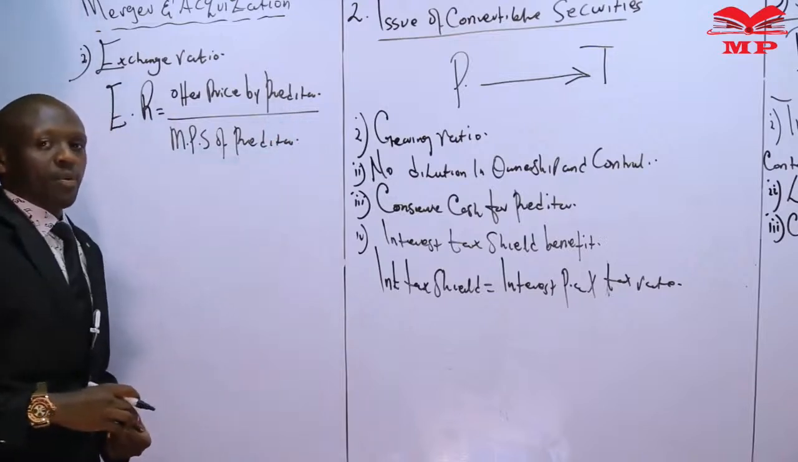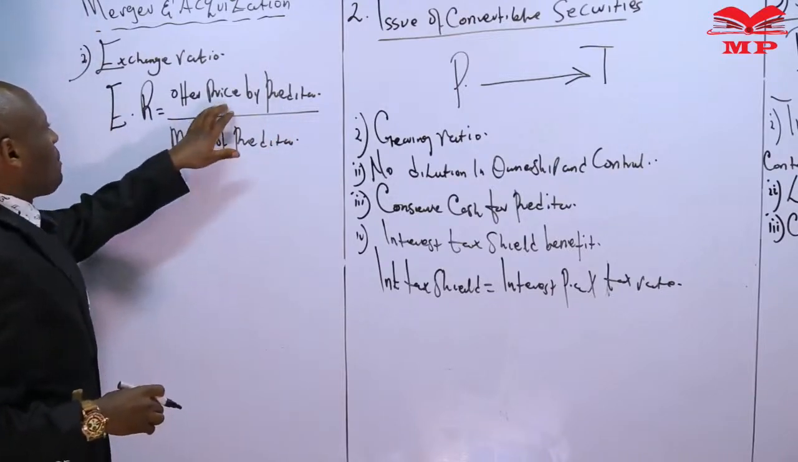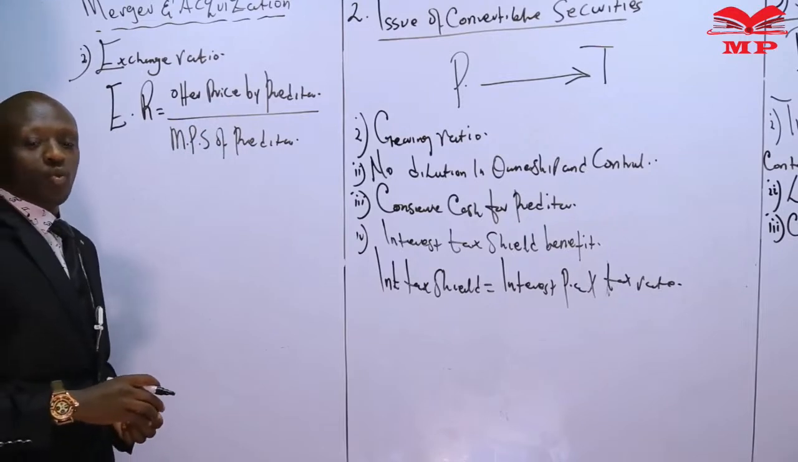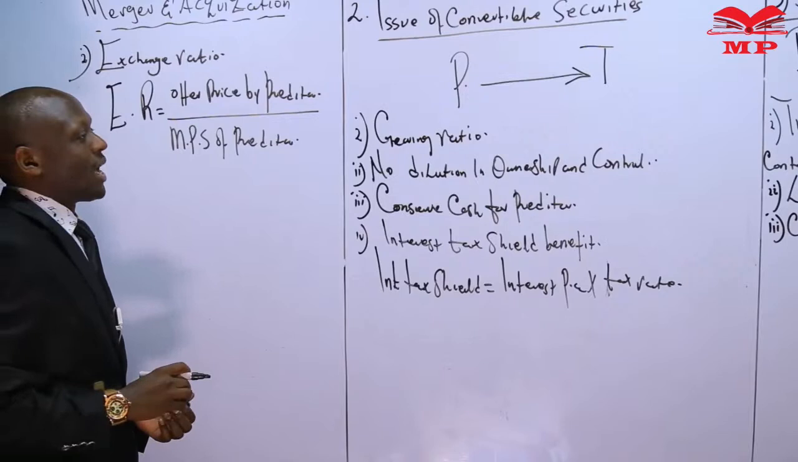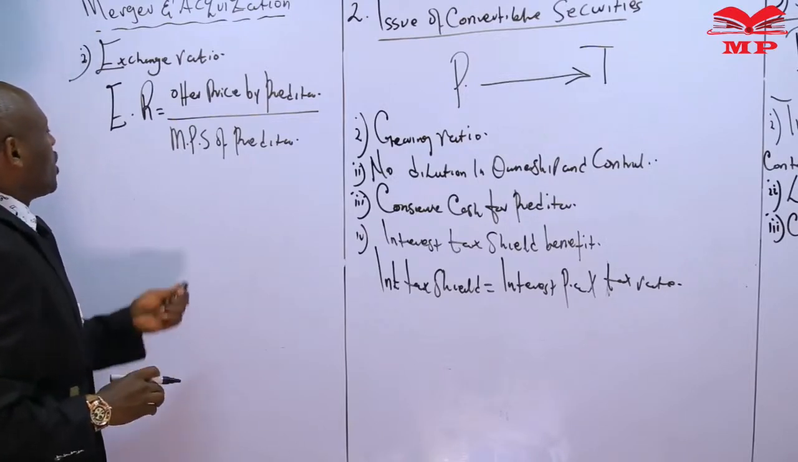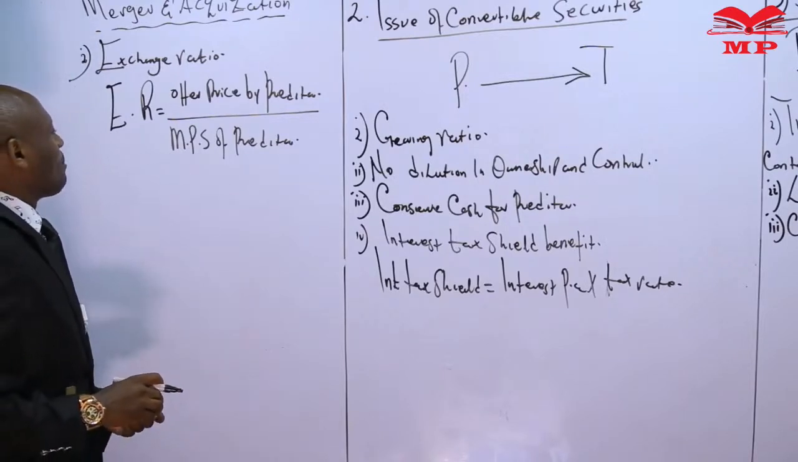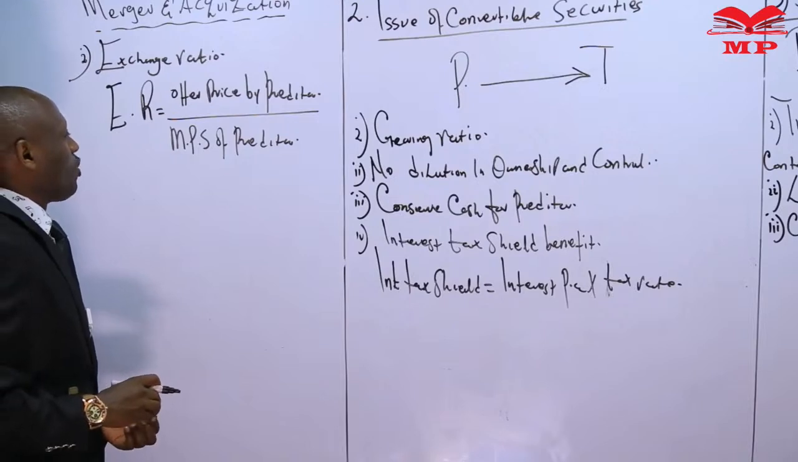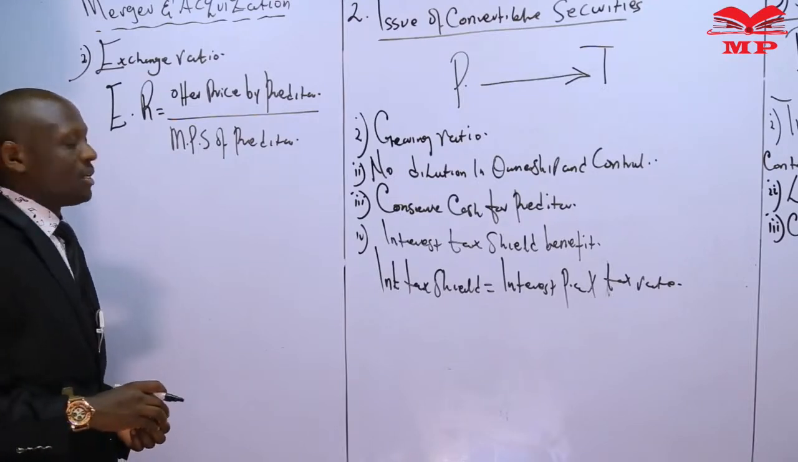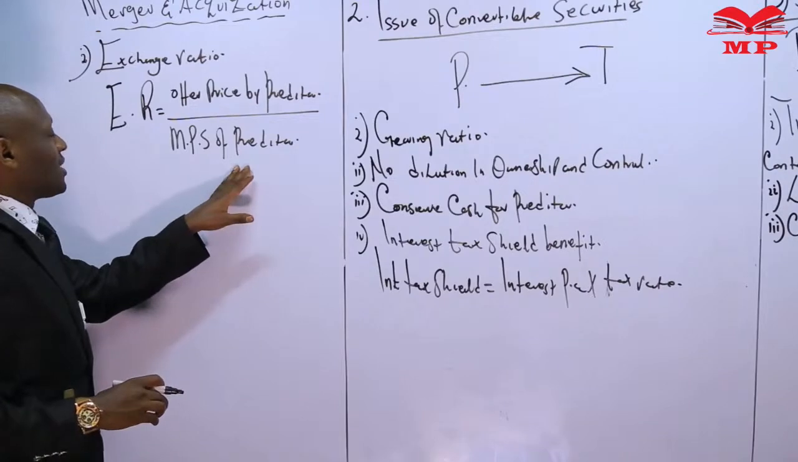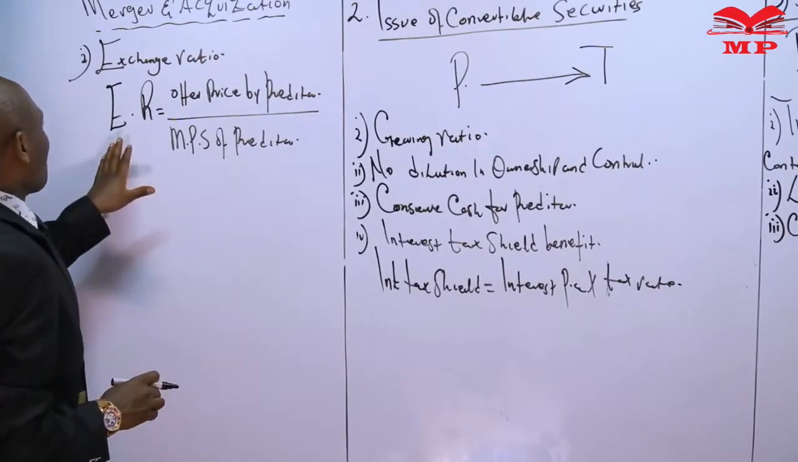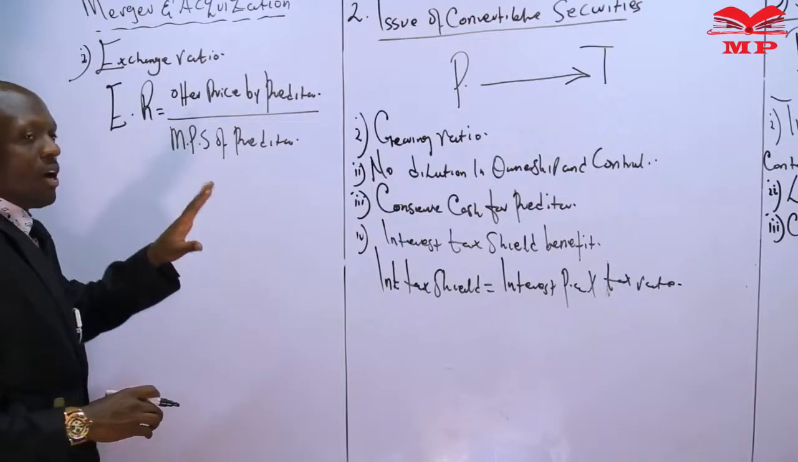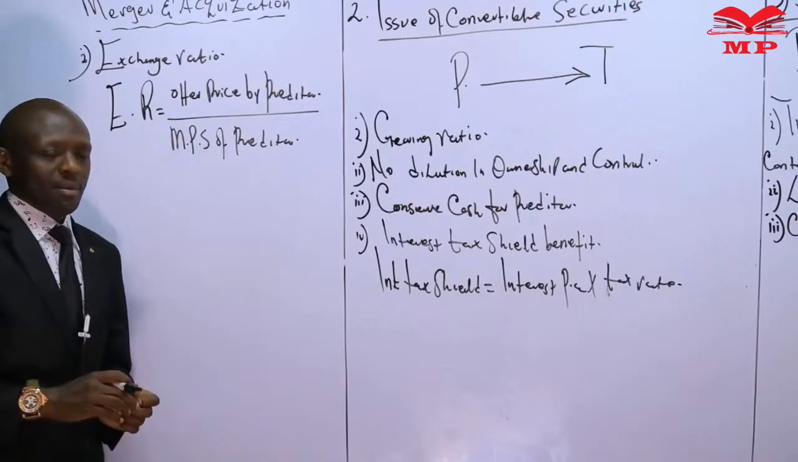The offer price by the predator, this is the amount the predator company is willing to pay for every share held by a shareholder in the target entity. You divide by the market price per share of the shares in the predator company, the price at which the shares in the predator company are trading in the market. So we determine an exchange ratio. That one must be determined.